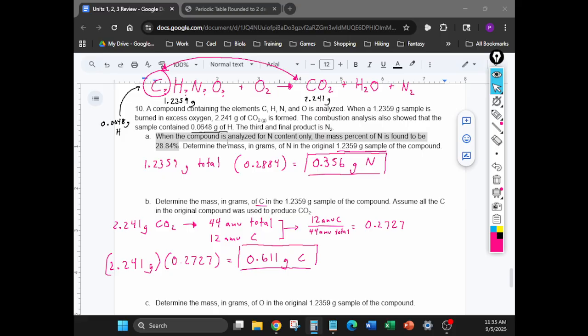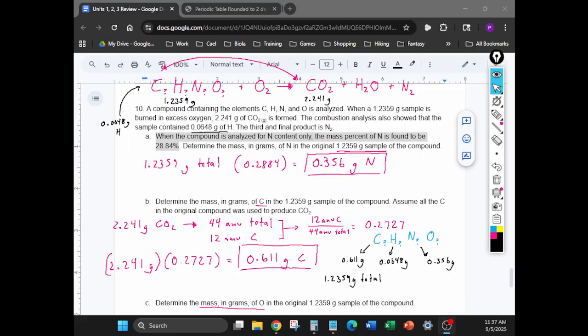Okay, part C. Part C is asking you to find the mass of oxygen in the sample. Now, we just figured out carbon in part B. We figured out nitrogen in part A. In the original question, they gave us hydrogen. You guys think you can calculate oxygen? Yes? Maybe? Okay, let me give you a minute to try that out. See if you can calculate the oxygen that was in the original sample.